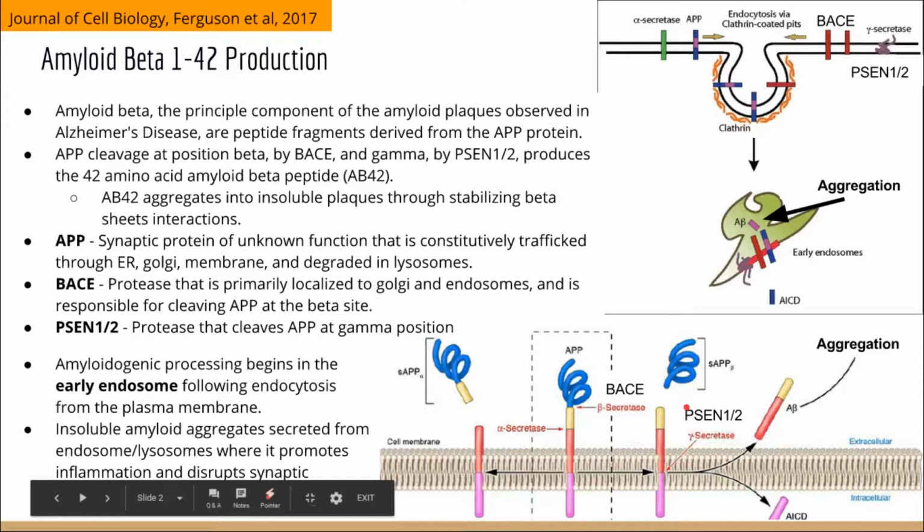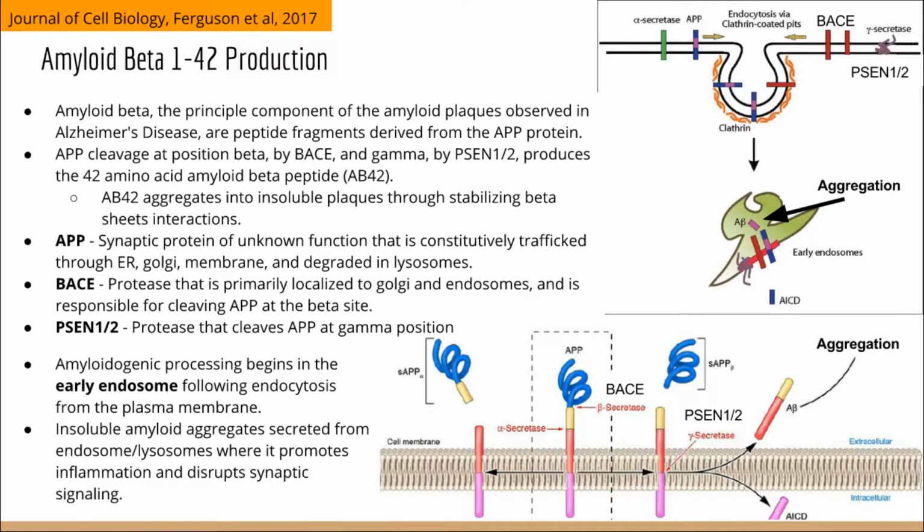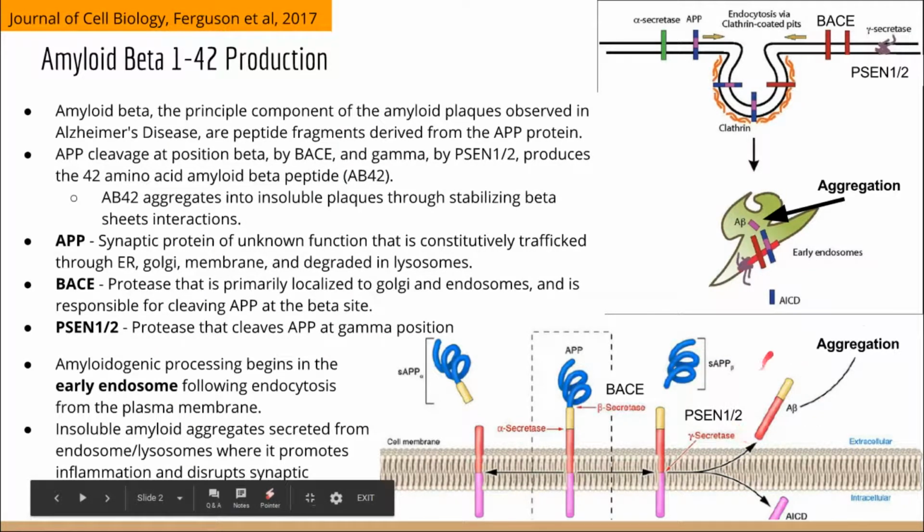APP is again a protein of unknown function that is largely localized to the synapse and is constitutively shuttled through the ER, the Golgi, plasma membrane, and then is degraded in lysosomes. APP is also a highly evolutionarily conserved protein that has some role in synapse formation and repair. Improper cleavage of APP can lead to aggregation in other primate species like monkeys as well.